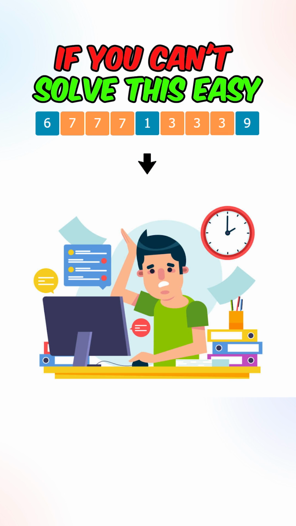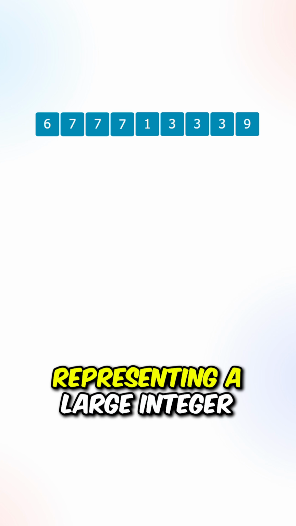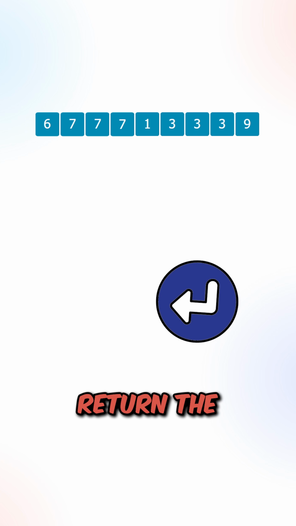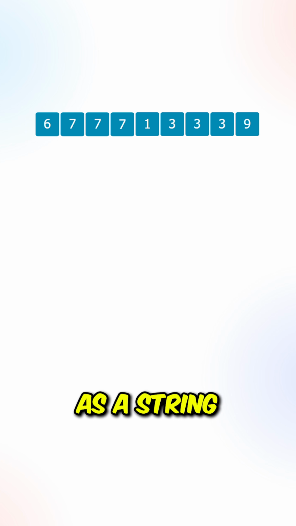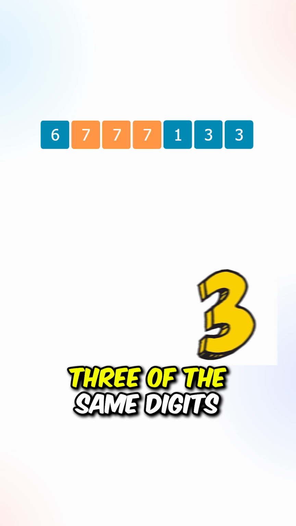If you can't solve this easy string question, we will need to take you back to school. Given a string representing a large integer, return the maximum good integer as a string. Now, what is a good integer? A good integer is a substring that contains three of the same digits.